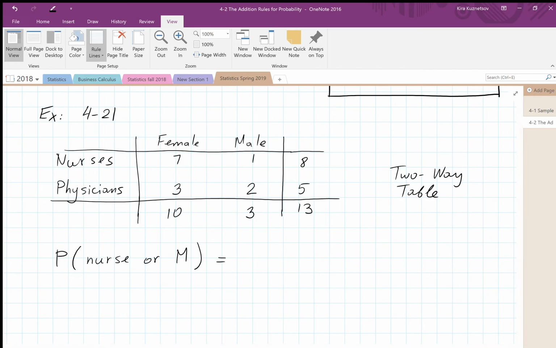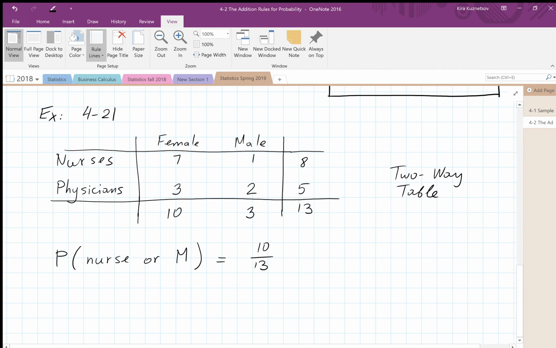In order to find the probability of randomly selecting a nurse or a male, I can either go through the formulas or I can look at this two-way table and figure out just exactly what they're asking for. If I need a nurse, I have these 8 people, but I also need a male. Now this male has already been counted, so I need to count this one.